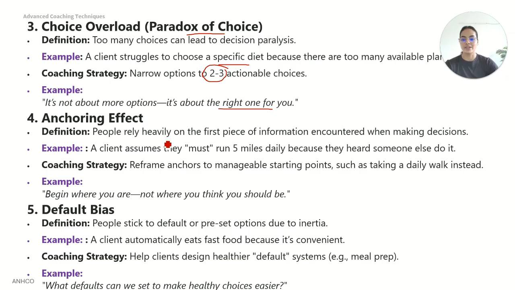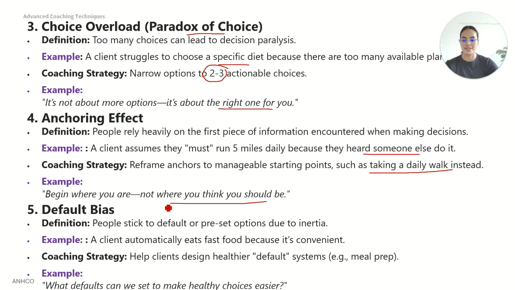4. Anchoring effect. Definition: people rely heavily on the first piece of information encountered when making a decision. Example: a client assumes that they must run 5 miles daily because they heard someone else do it. Coaching strategy: you can reframe the anchors to manageable starting points, such as taking a daily walk instead. Example: begin where you are, not where you think you should be.